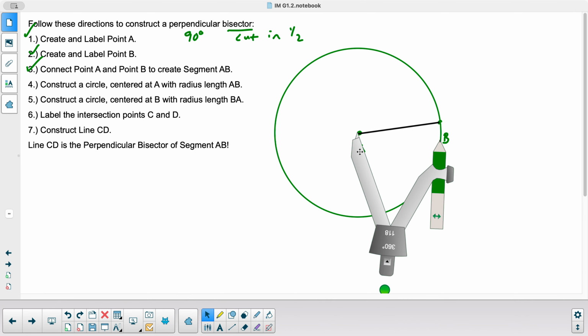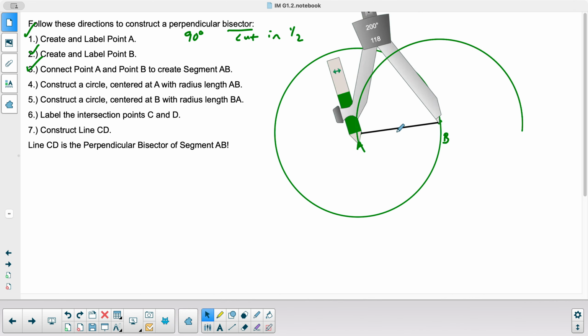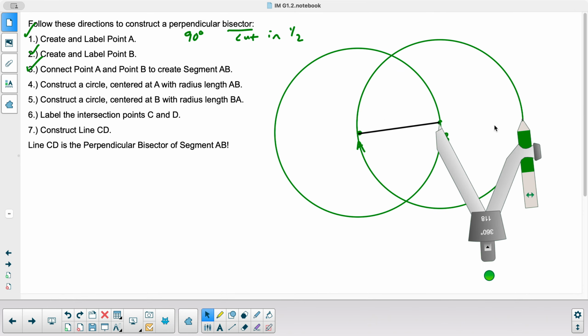Construct a circle centered at B with radius BA. So I move my point there. I don't have to remeasure it because I already know that my compass was set to the same length. So there's that. Label the intersection points as C and D. Doesn't really tell us which to put as C and which to put as D. Construct line CD.